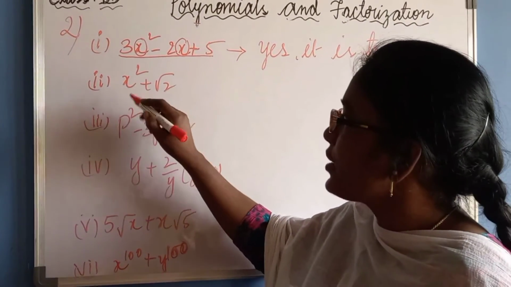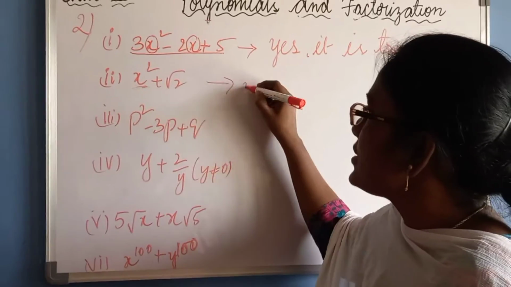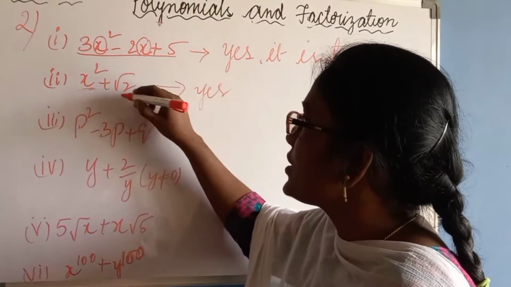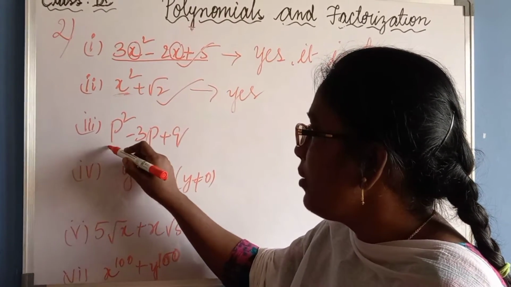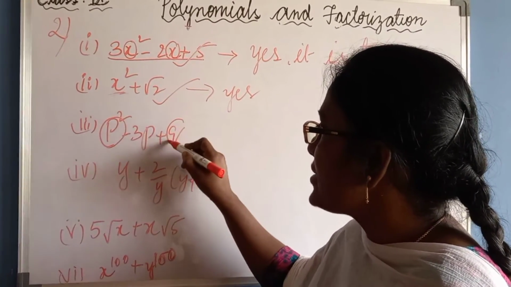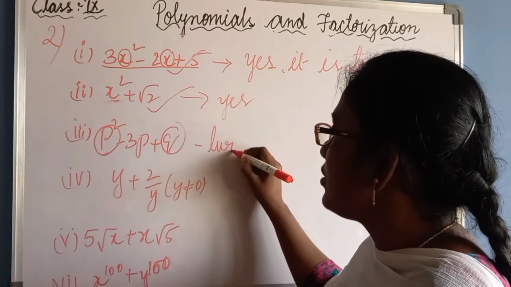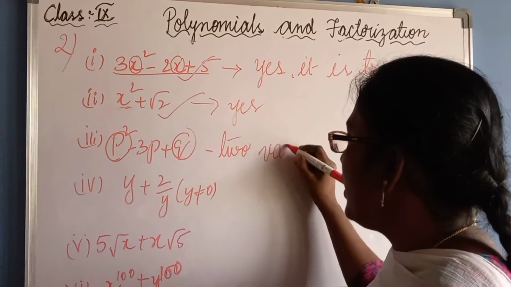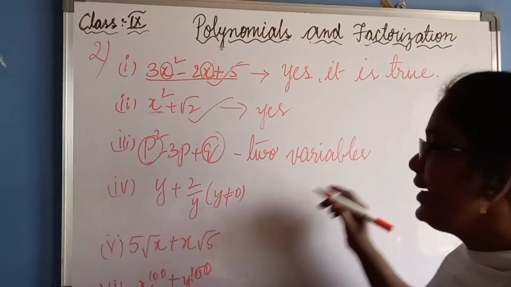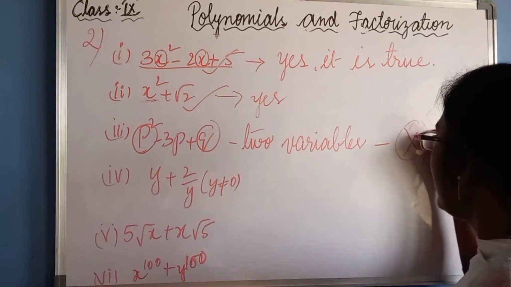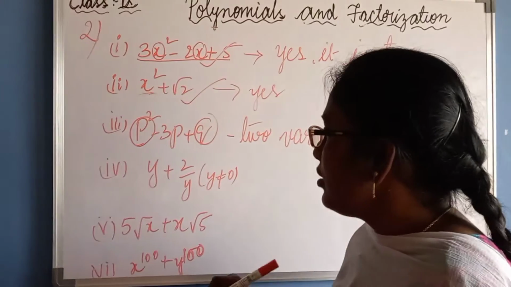Now in the second expression, x is the only variable, so it is satisfying. Yes, it is obviously correct. And now in the third expression, there are p as well as q. These are two variables given, so as per the given statement, it is not satisfying the given condition.